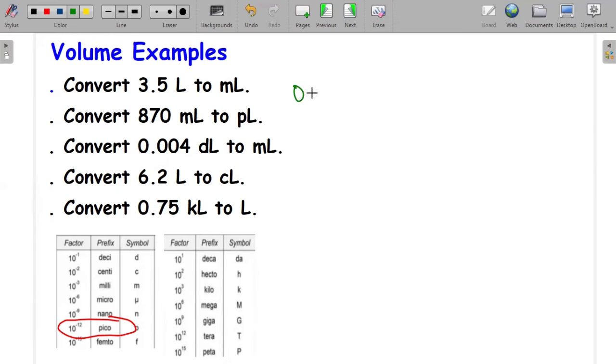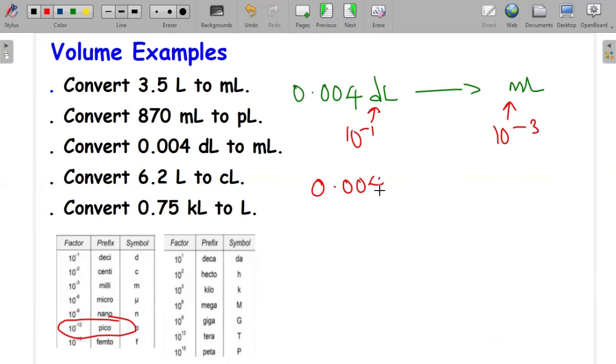So this one, I have 0.004 deciliters. I want to convert this to milliliters. Okay. So what am I going to do? I'm going to get the prefix value for the deci. Okay, so the deci is 10 to the power minus 1. The milli is 10 to the power minus 3. So this will be 0.004 multiplied by 10 to the power minus 1 divided by 10 to the power minus 3.